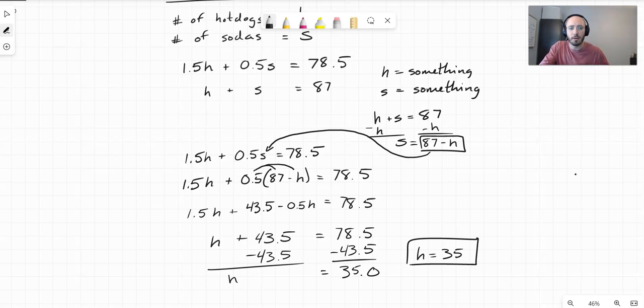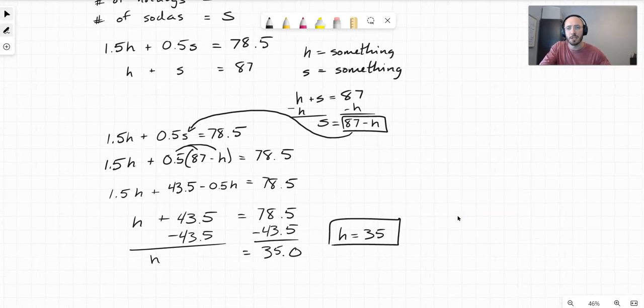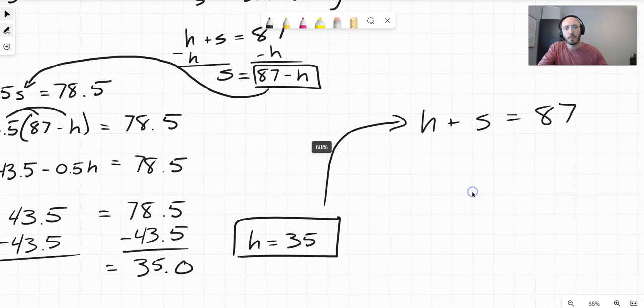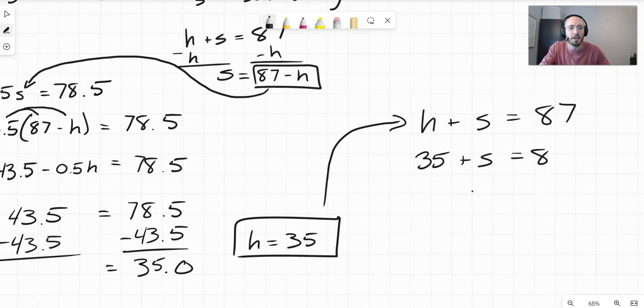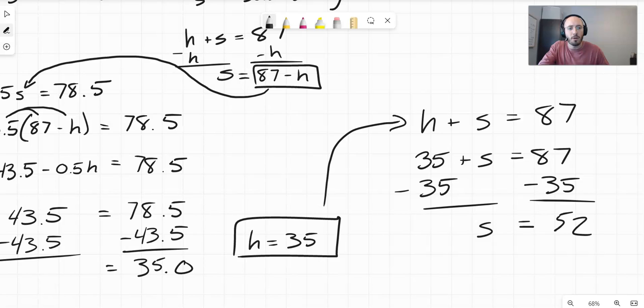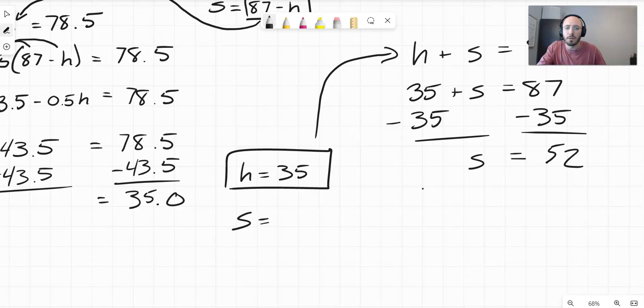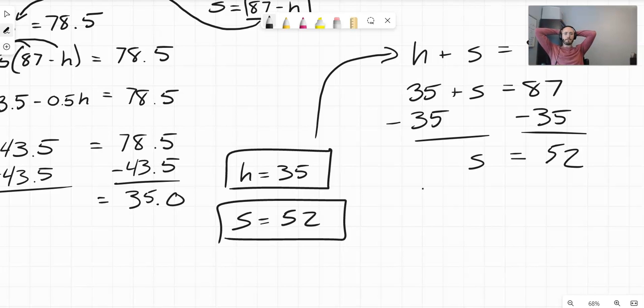So to do that, I'm going to take, again, the simpler of the two equations. h plus s equals 87. Take this h, plug it in there. Zoom in so you can see a little better. So we have 35 plus s equals 87, and then we just solve for s, subtract 35 from both sides. We get s equals 52. So that means that we sold a total of 52 sodas and 35 hot dogs.